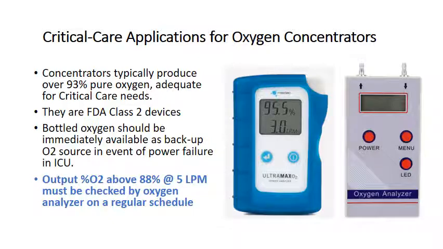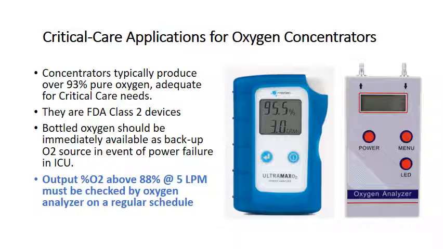Oxygen concentrators are appropriate for critical care applications. However, they are FDA Class 2 devices, not Class 3. Class 3 are devices where, if they fail, a patient's death is imminent. So the assumption with an oxygen concentrator is that there are backup sources of oxygen, and if they do fail, the patient won't die immediately. So because they are Class 2, they are not rigorously regulated by FDA agencies, and that puts limits in terms of where you would want to use them.